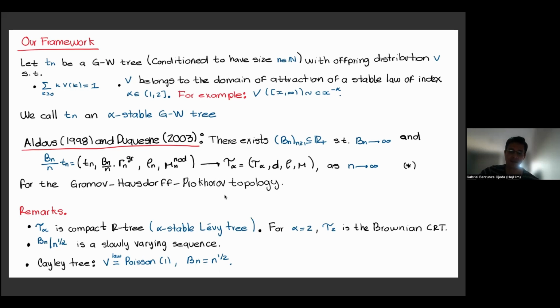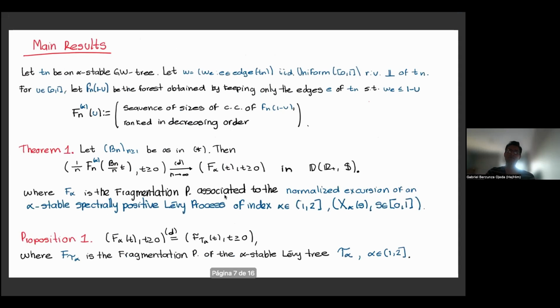And what is the main result? What do we prove? Again, just recall that we now consider Tn, an alpha-stable Galton-Watson tree. We equip the edges of this tree with uniform weights on [0, 1]. And we let Fn(u) be the forest obtained by keeping only the edges of the tree whose corresponding weight is less than or equal to 1 minus u. And we define this process, which I call the alpha-Fn(u), as the sequence of sizes of the connected components of this fragmentation forest at time 1 minus u, and I rank the sizes in decreasing order.